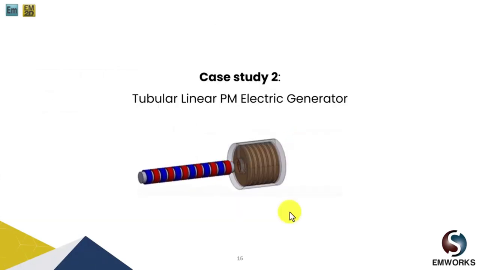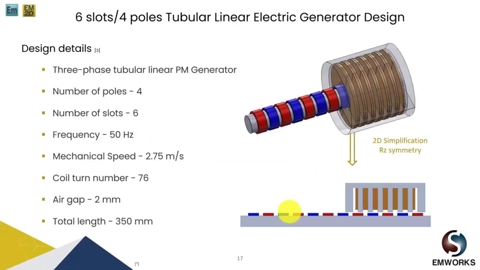Next, moving ahead, we are going to analyze a tubular linear PM electric generator. So the specifications are as follows. It is also a 3-phase tubular linear generator having 4 poles and 6 slots. Similarly, we are going to operate this model also at 50 Hz, having a mechanical speed of 2.75 meter per second. It's higher compared to the previous model. We have used a number of coil turns as 76, and also we have designed this for a 2 millimeter air gap. And this is a little longer model which has a stack length of around 350 millimeter.